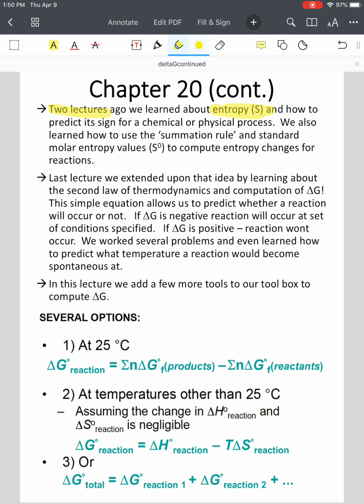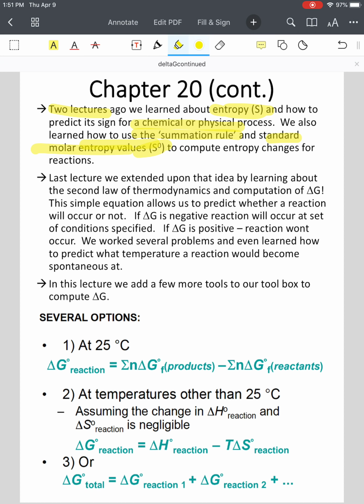So we learned how to predict the sign for a chemical or physical process. Hopefully you've gotten good at that. You're going to see that in the online homework for sure. We also learned how to use this summation rule to compute entropy changes for different reactions using our so-called standard molar entropy values, our S0 values. And that standard molar entropy is sort of like the entropy a particular material contains, if you want to think about it that way, under standard set of conditions.